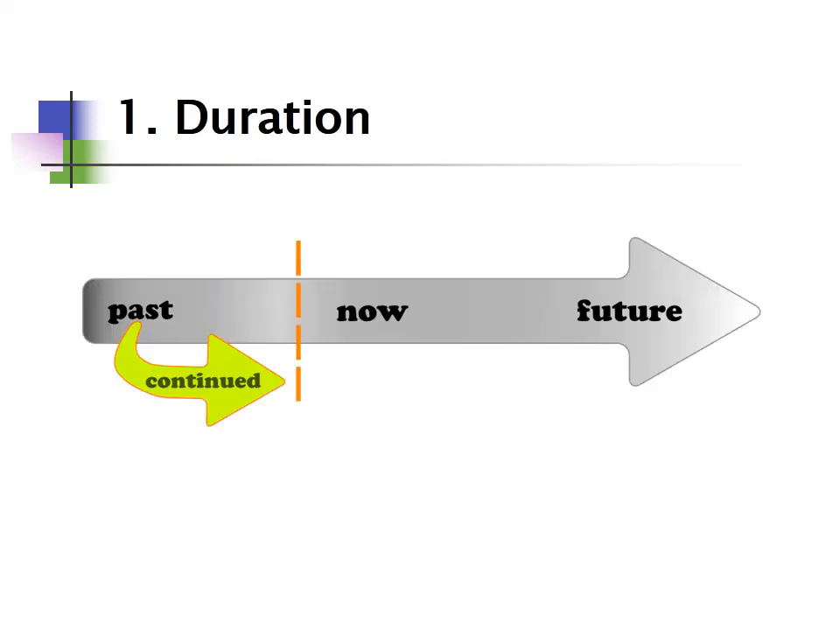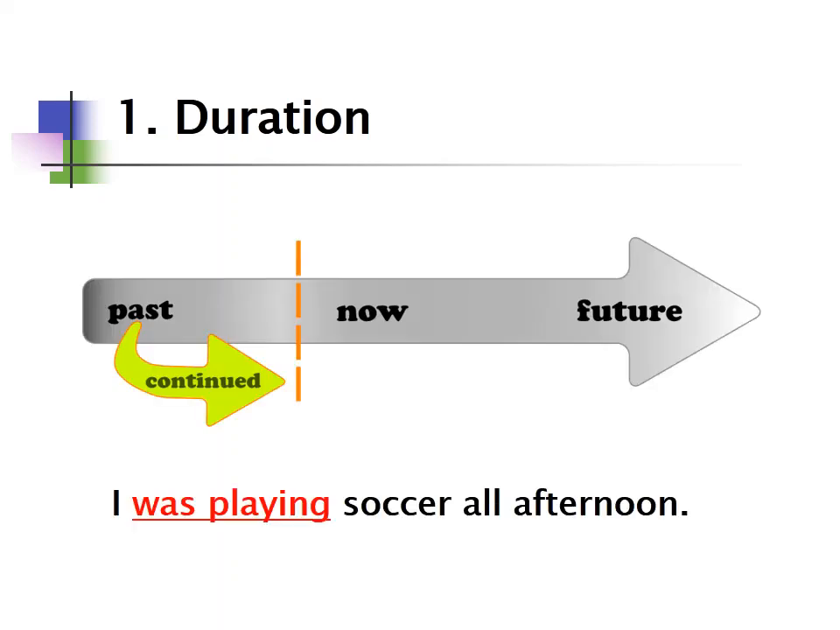Duration. The past progressive indicates a limited duration of time of an action in the past. So it was something that continued in the past for a duration of time. For example, I was playing soccer all afternoon.